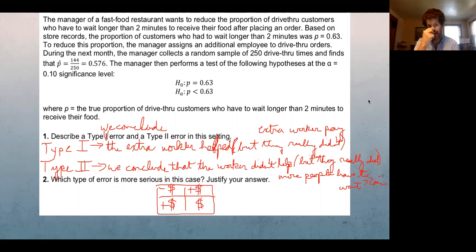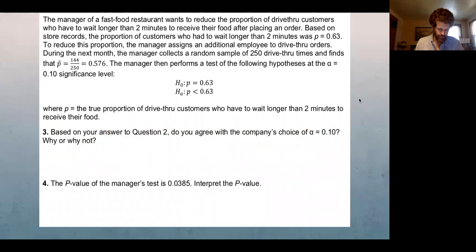And what you just said, I think, speaks right to that. They calculate and figure out how much their net loss is going to be in any scenario. And there's a lot of that in what's called game theory. So if you like this stuff, game theory is really what we're talking about. Okay, so based on question 2, do you agree with the company's choice of a significance level of 0.10?